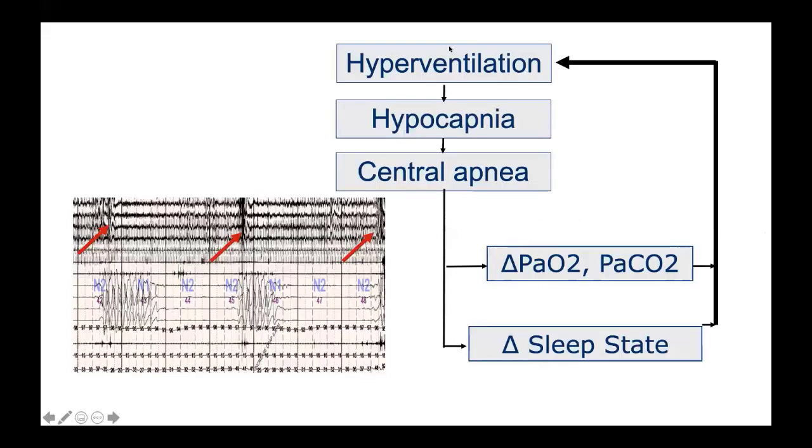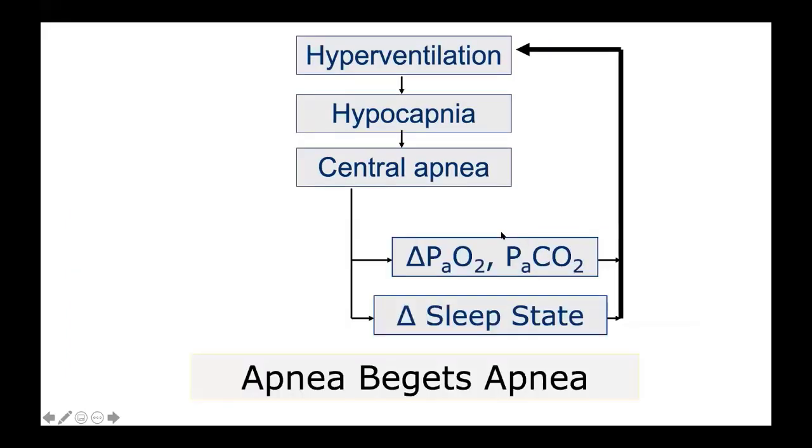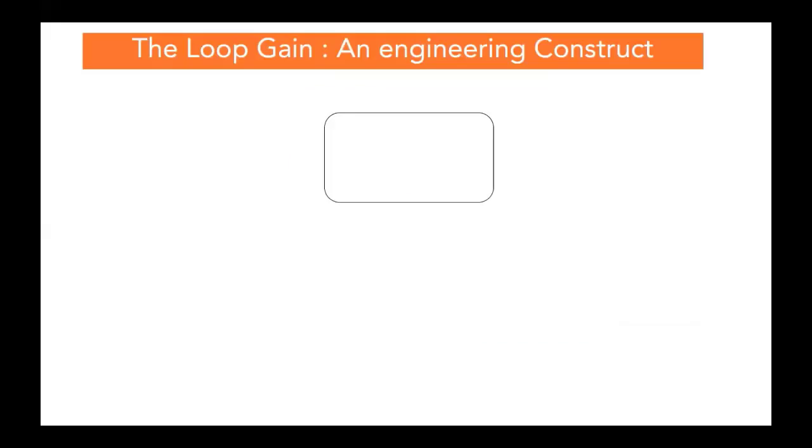And the way to look at it is as a loop. So the idea of a loop, and that's an engineering concept, was introduced in this field about 10, 20 years ago. Hyperventilation causes hypocapnia, which causes central apnea, changes in chemoreceptors, changes in sleep state, and a recurrence of the event. And it goes up and down like this in a circular fashion. Apnea begets apnea. That is the key theme. One event triggers another, and it becomes breathing instability.